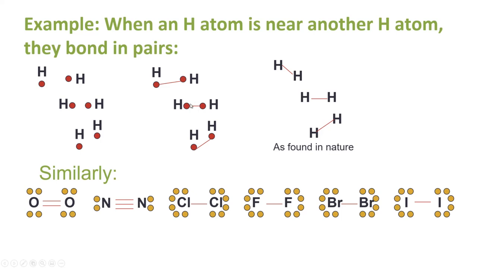So this hydrogen has 2, this hydrogen has 2. Overall, we have a total of 2 electrons, which we should for 2 hydrogen atoms, each with a valence of 1. So these are very stable. So this is how we're going to find it in nature, not like this, because as soon as this gets near this, it's going to form this.